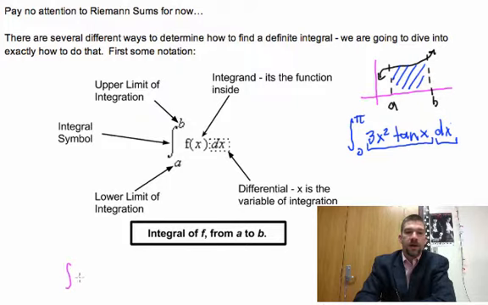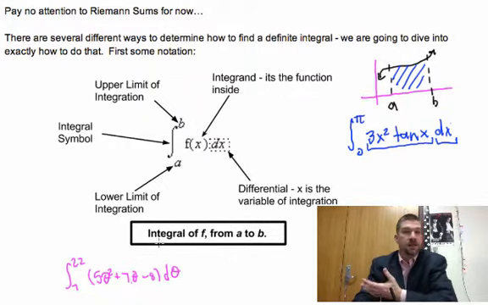So we could have something like the integral from 7 to 22 of 5x squared plus 7x minus 8 dx. Or maybe we're not working with x's. Maybe we're doing a problem where we're talking about angles or something like that. So we could have theta squared plus 7 theta d theta. Okay, and it's the exact same process. It's the area under the curve for this integrand right here.